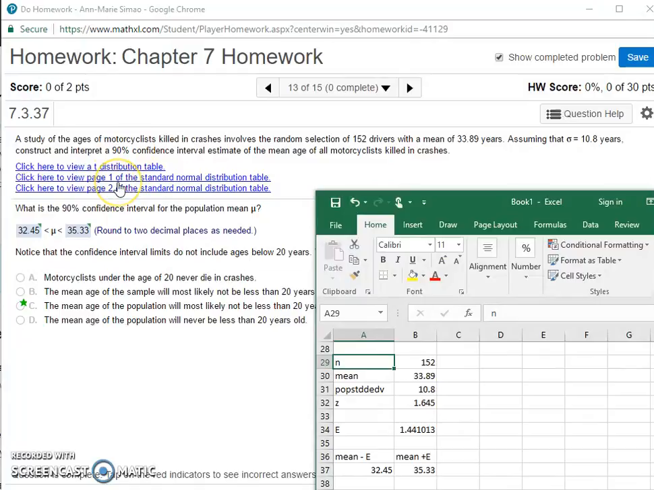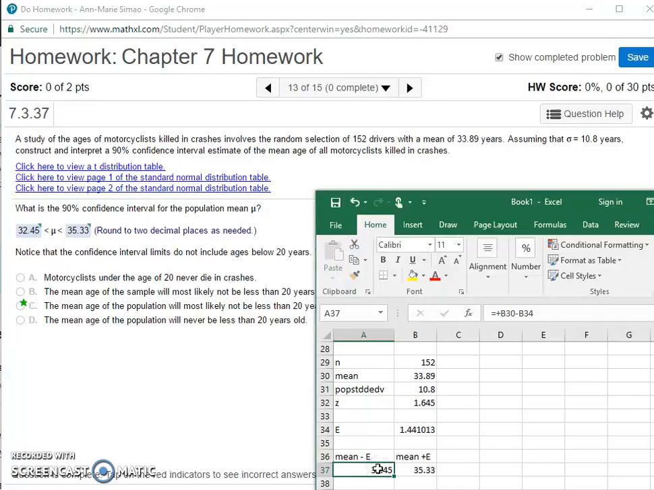I'm going to use my Z table to look up my 90% on the bottom, 1.645. My error is going to be what? Z times my population standard deviation divided by the square root of n, which is 152. So 1.645 times 10.8 divided by the square root of 152. Make sure you follow your order of operations. Use my numbers as an example if you need to.